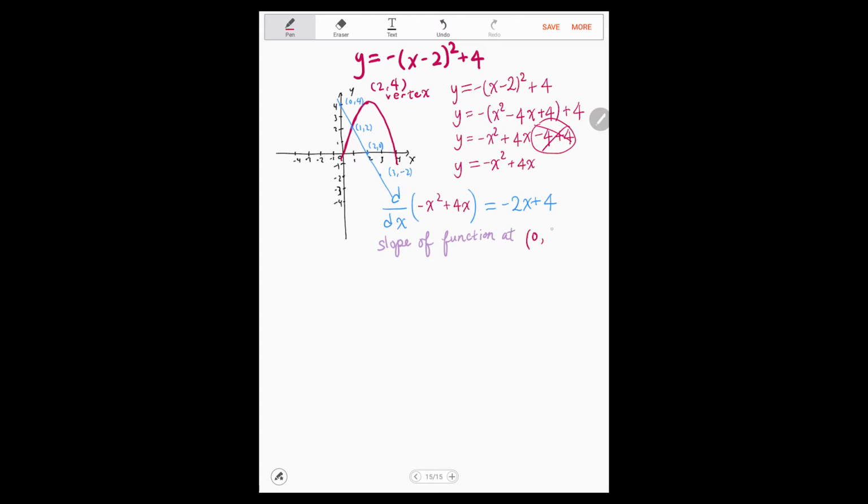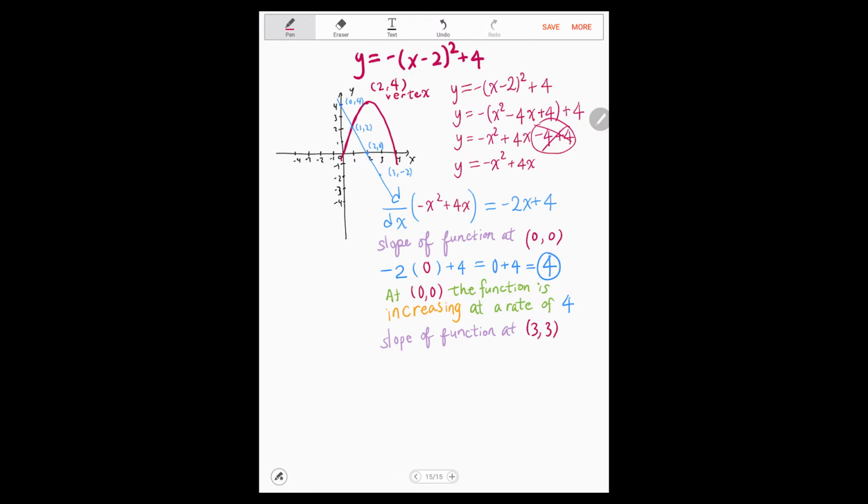Now let's try to find the slope of the function at a point like (0, 0). We plug 0 into the x of our derivative expression and we get 4. This means that at (0, 0) the function is increasing at a rate of 4. As for the slope of the function at (3, 3), we plug in 3 for x and we get negative 2. This means that the function is decreasing at a rate of 2.